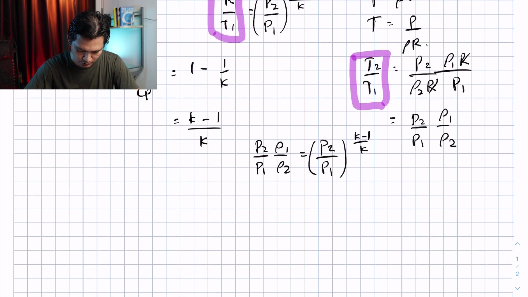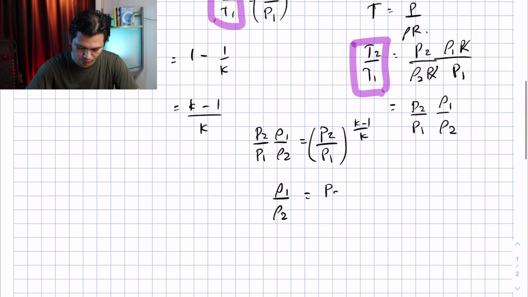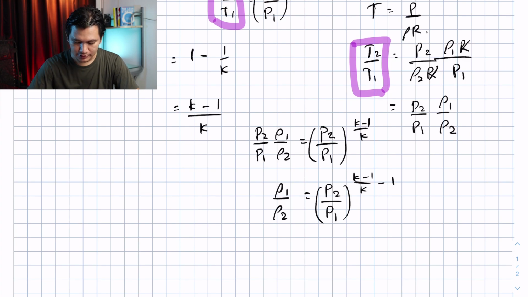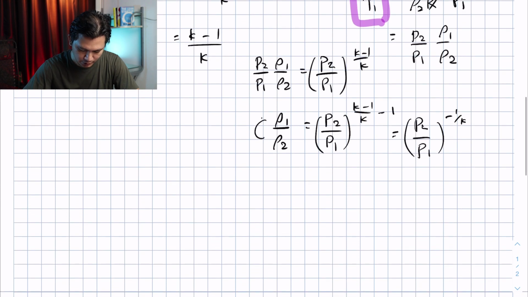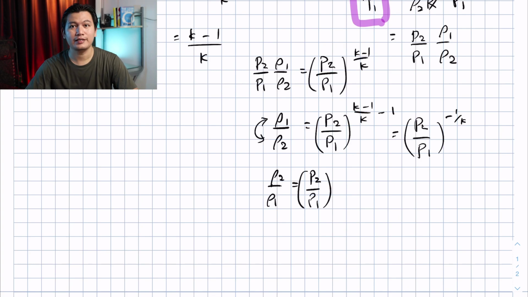So I can also do this: rho 1 over rho 2 equals P2 over P1 to the power of K minus 1 over K, minus 1. What happens now is I'll end up with P2 over P1 to the power of minus 1 over K. And if I flip this, I'm going to get rho 2 over rho 1 equal to P2 over P1 to the power of 1 over K. I hope that makes sense to you.